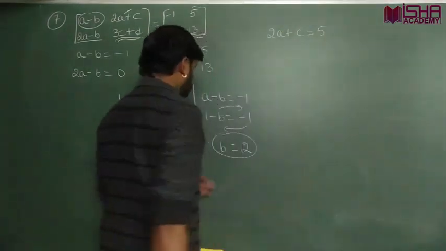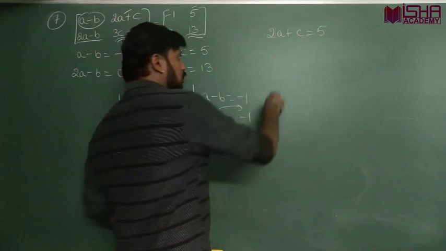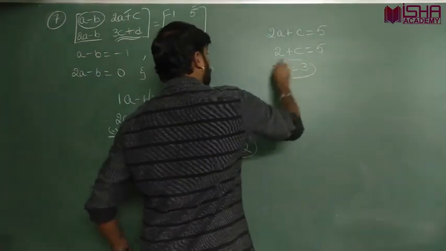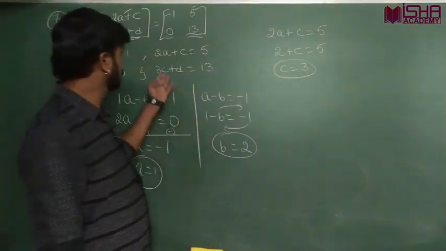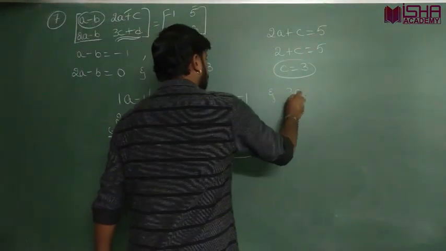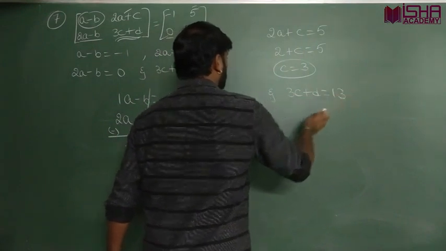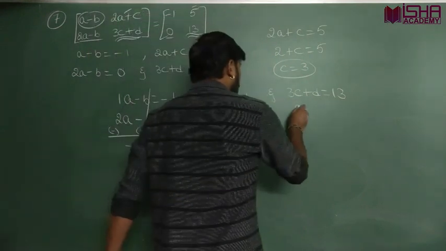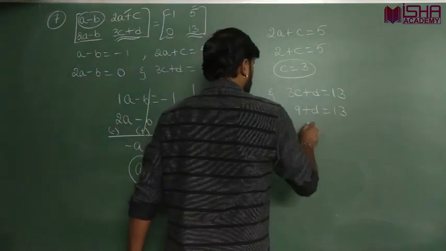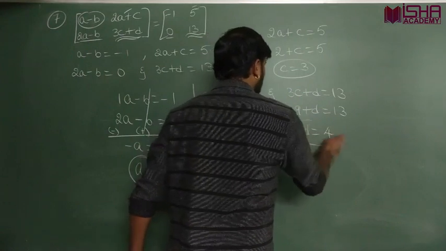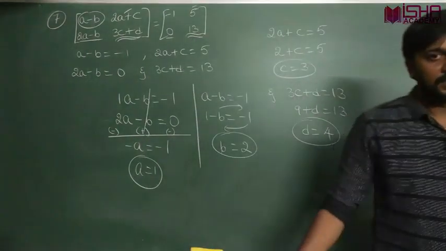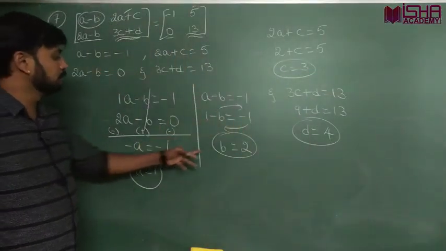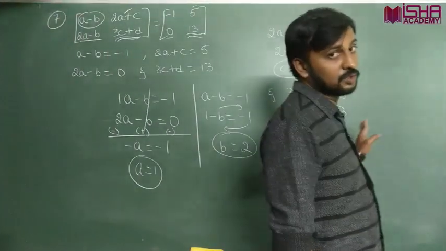2A plus C equals 5. If you put A equals 1, 2 into 1, 2 plus C equals 5. So C equals 5 minus 2, which is 3. And the last equation, 3C plus D equals 13. Substitute 3 for C. If you put C equals 3, 3 into 3, 9 plus D equals 13. So D equals 13 minus 9, which is equal to 4. Understood by everyone? No more doubts? So A equals 1, B equals 2, C equals 3 and D equals 4.